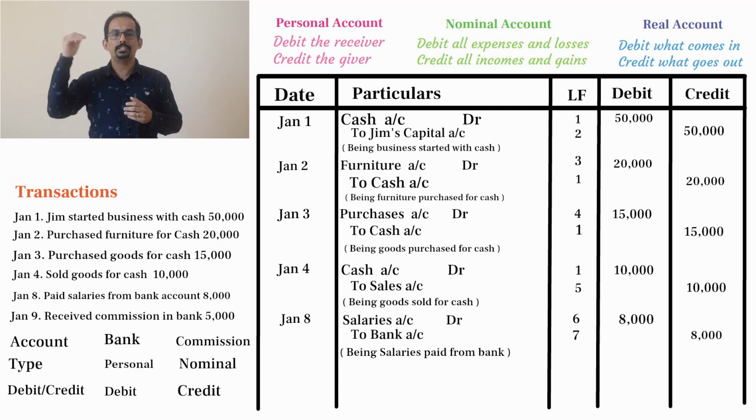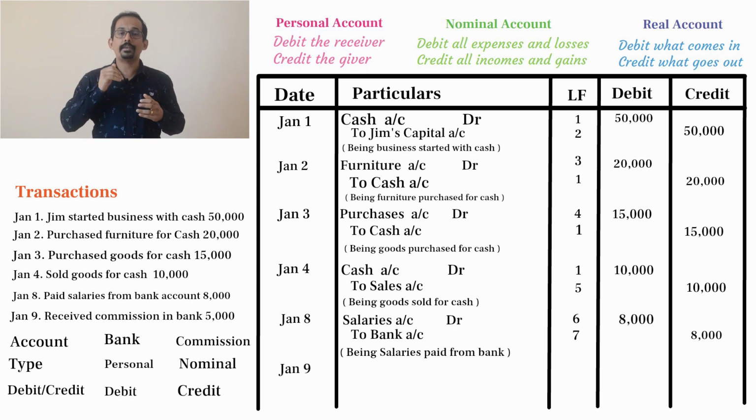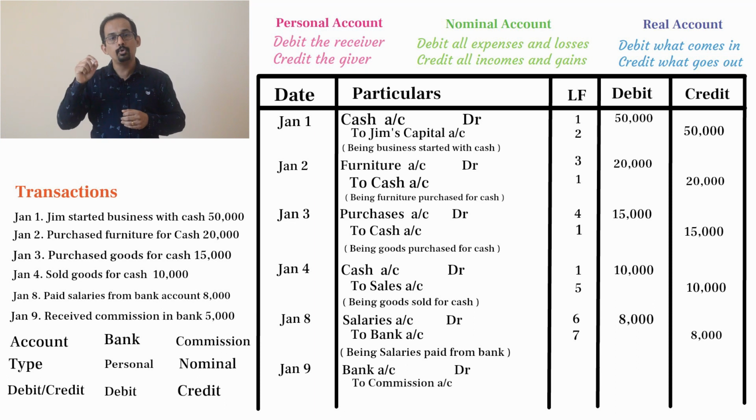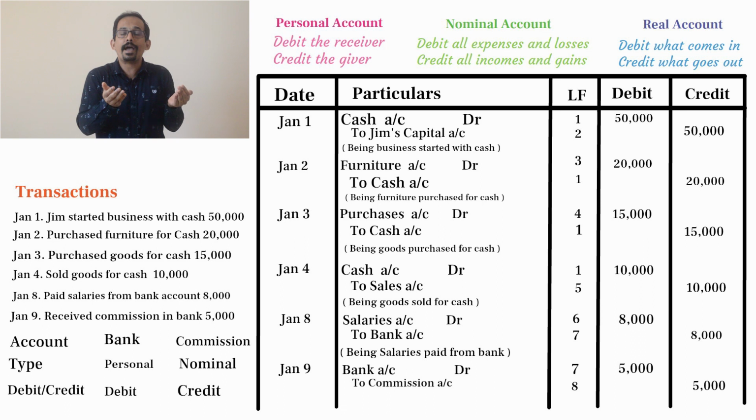So now going to the journal book, date column January 9, particulars column, bank account debit to commission received. In the narration, being commission received in bank. In the debit amount column, you will have to mention the value that has come into your bank, which is 5,000. And in the credit amount column, you will have to mention the value of the income that you have received as a commission, which is also 5,000.